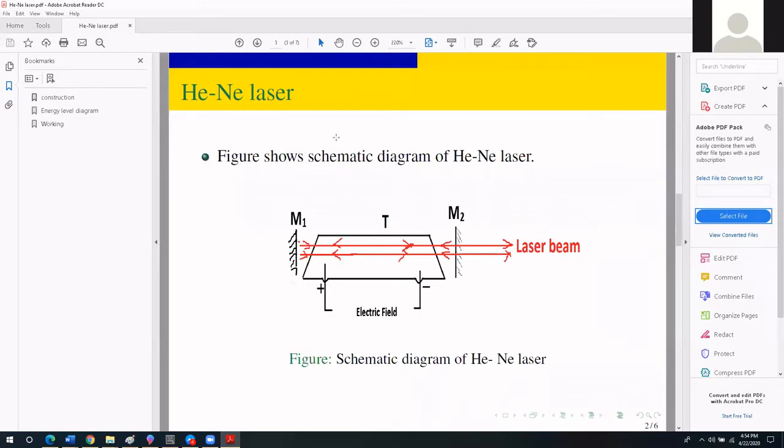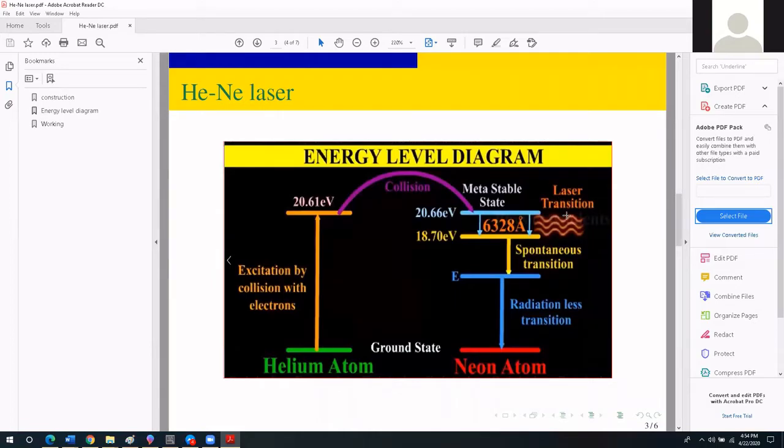Let me go to the energy level diagram. This is the energy level diagram of helium-neon laser. Helium atom has a metastable state 2S, having energy 20.61 electron volt, which is very near to the 20.66 electron volt of neon atom.